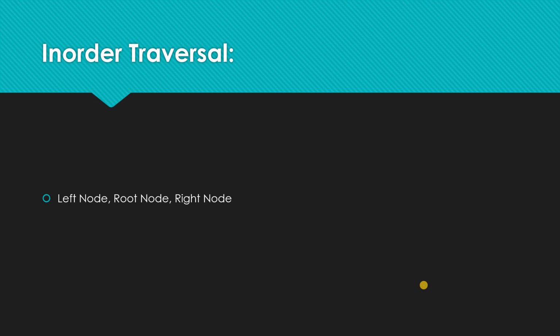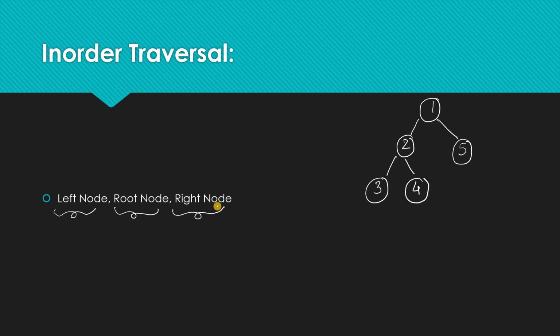Okay, so now let's understand the in-order traversal. What does in-order traversal suggest? It says first we explore the left node, then we explore the root node, and then we explore the right node. Okay, so let's explore the left node. For this guy, the left node is this. And for this guy, the left node is this. Right. For this guy, the left node is null.